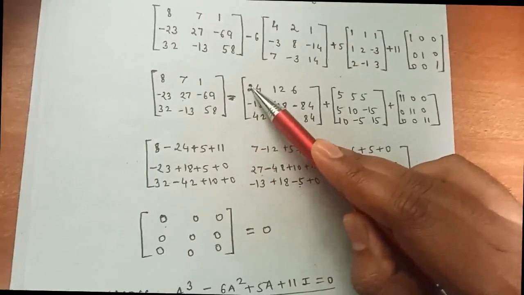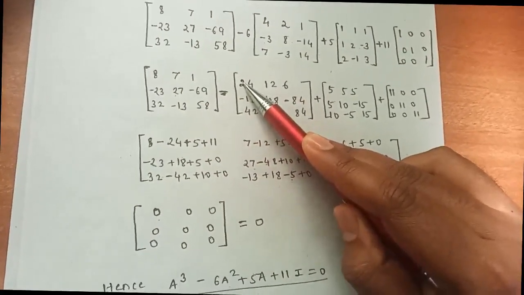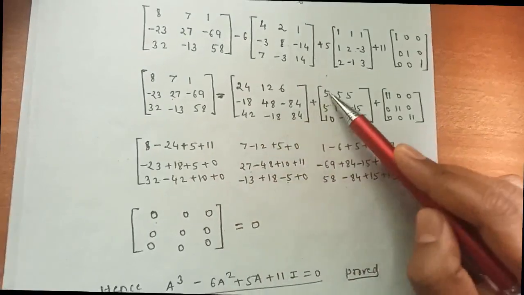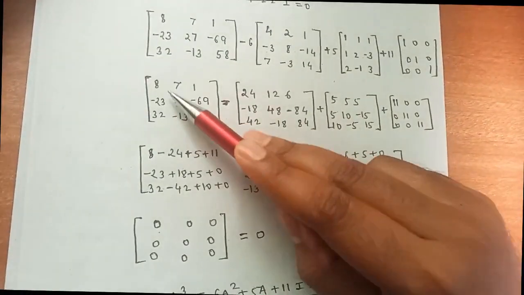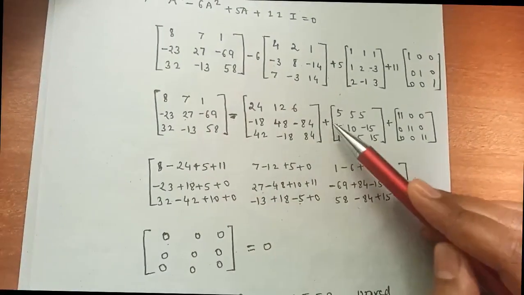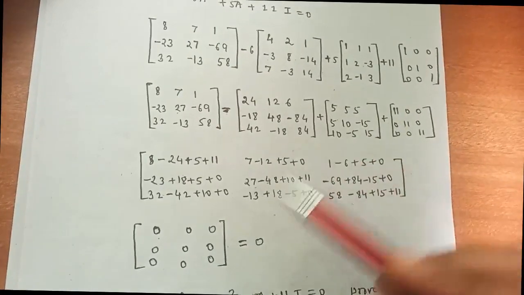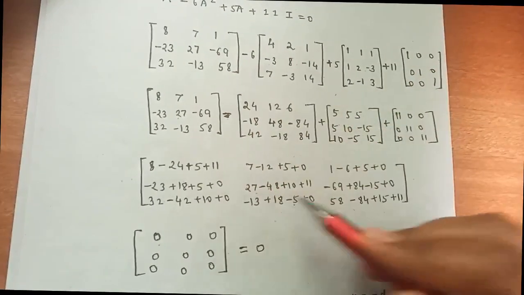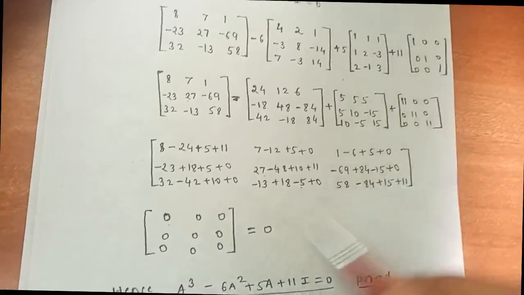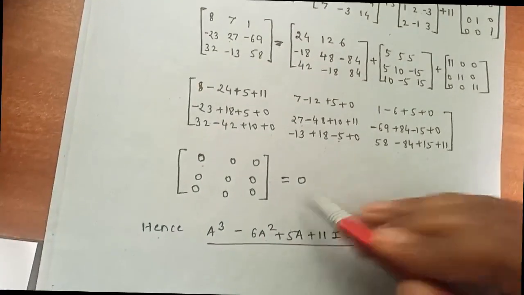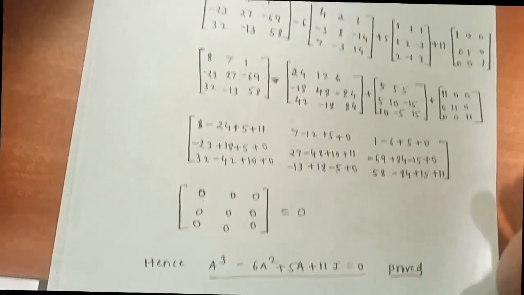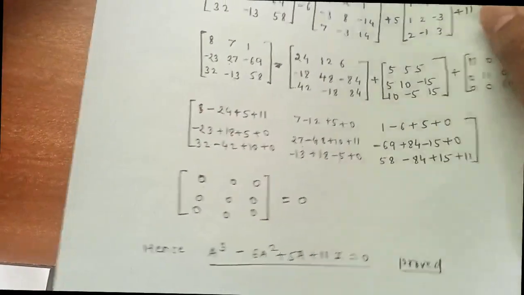8 minus 24, because the minus sign is here, so 24 becomes minus 24, plus 5 plus 11, then 7 minus 12 plus 5 plus 0. So we add all the respective elements, finally simplify, and you will get the answer equal to 0. 0 comes, which means your answer is proved. What you want is this equal to 0, and we got it. Now this is the first of the questions, and we proved it.